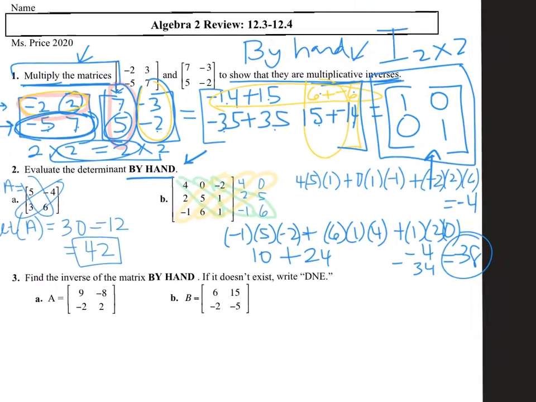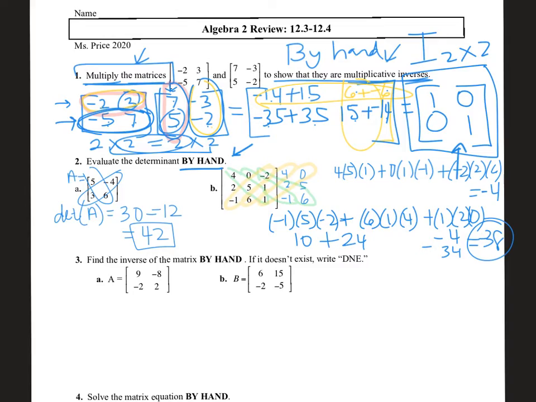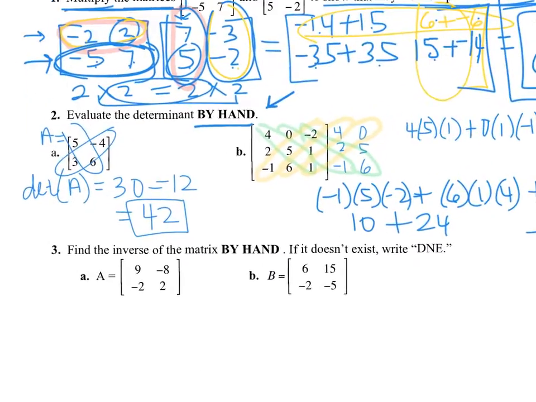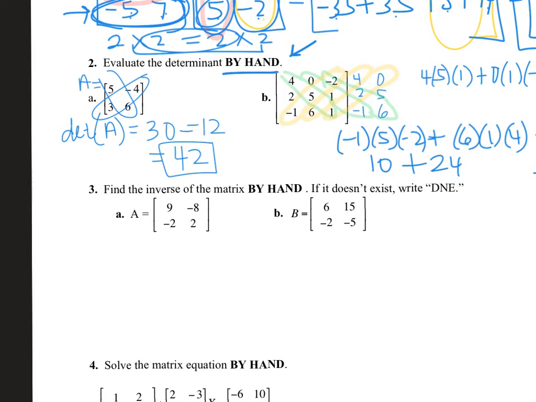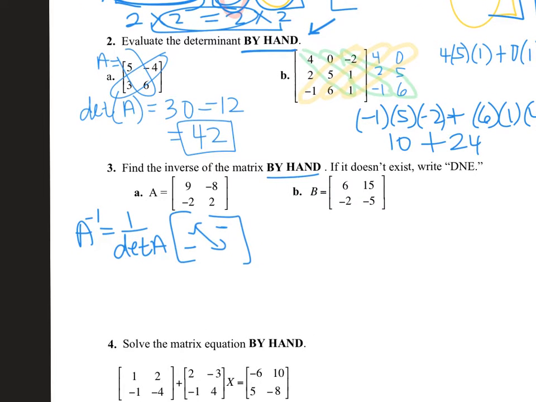Just a reminder, make sure that you show all that work, because you won't get any credit if you just do it on your calculator. The next one, number 3, also says by hand. Now we're finding the inverse by hand. Do you remember how to find the inverse? It's 1 over the determinant of A, and you take these and switch them, and then you make those the opposite. First of all, let's determine if it has an inverse, because sometimes an inverse does not exist.